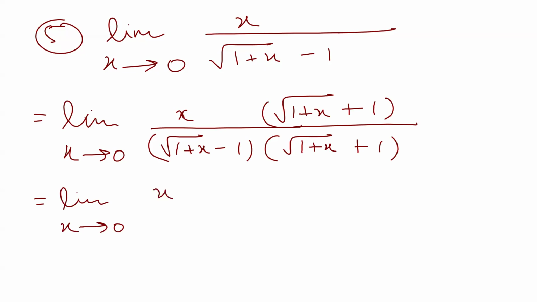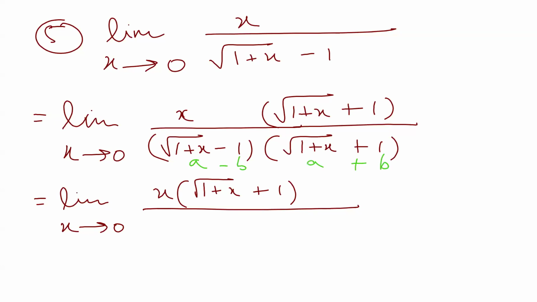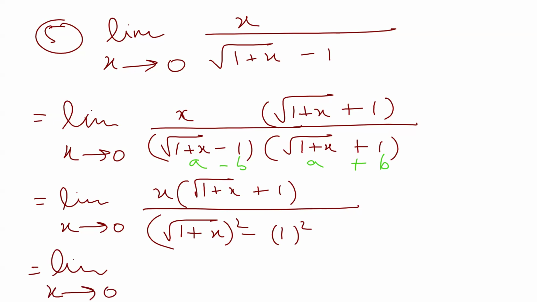Limit x approaching 0, x into root of 1 plus x plus 1. Down it will be a minus b, a plus b. So a square minus b square. Okay. Limit x approaching towards 0, x into root of 1 plus x plus 1. Put all brackets and everything very clearly. Okay. So this will be 1 plus x minus 1.